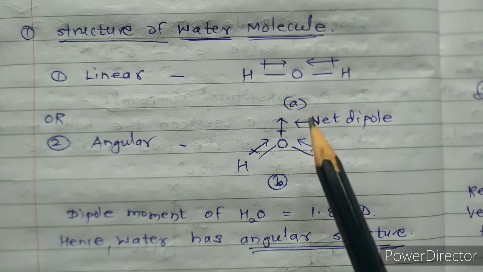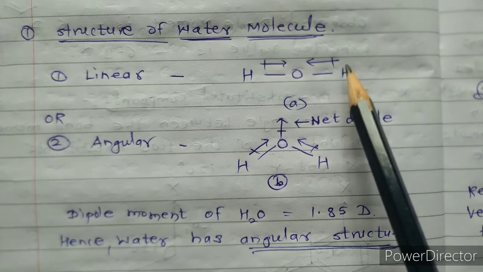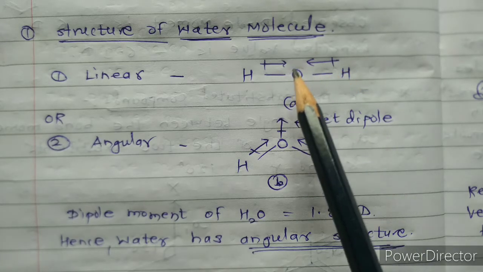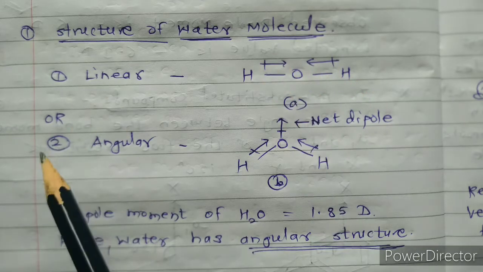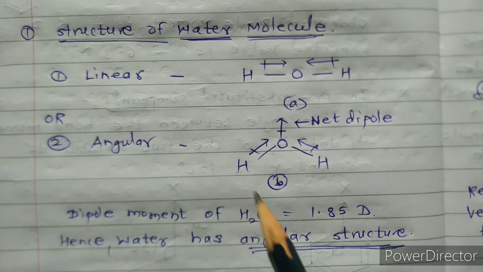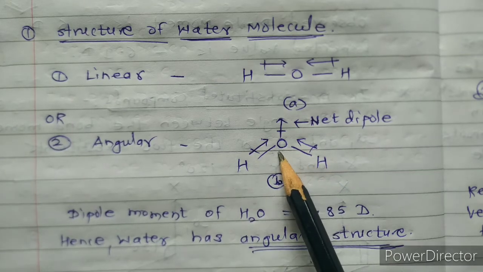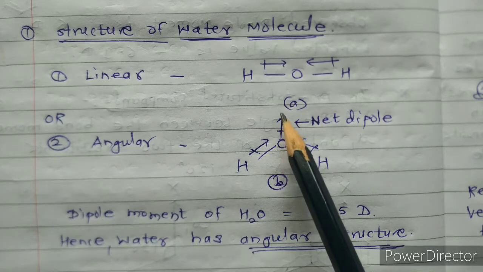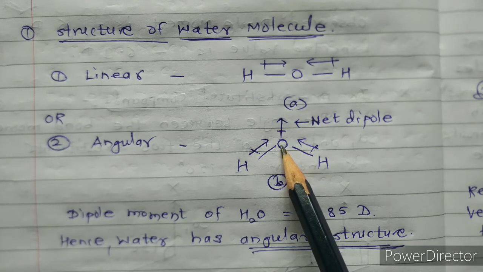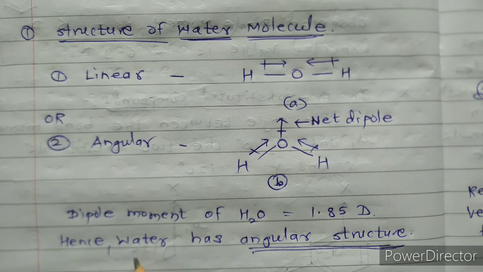But when we draw the linear structure of water, we get zero dipole moment, meaning water doesn't have a linear structure. Therefore, when we draw the structure of water as angular, we observe that the bond moments between oxygen and hydrogen atoms are not cancelled, and the net dipole moment is towards the oxygen atom, and hence we can say water has an angular structure.